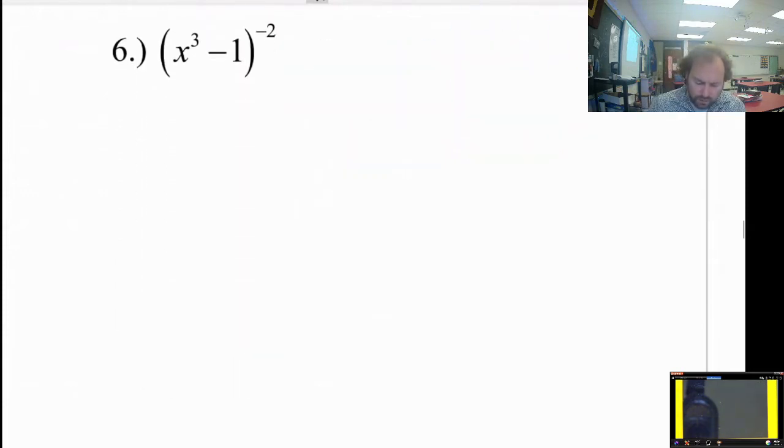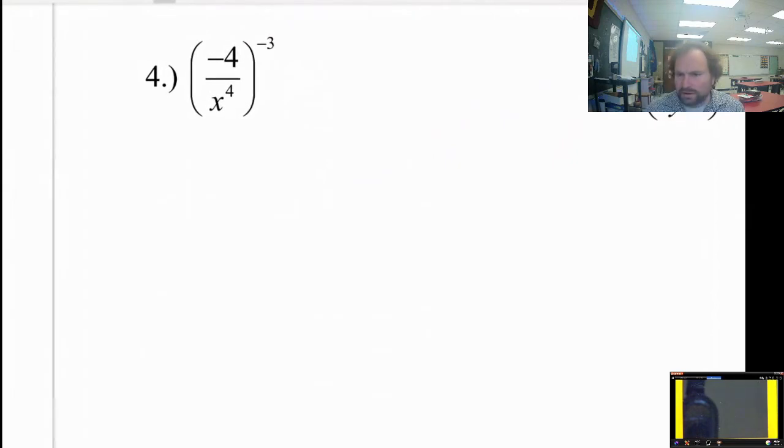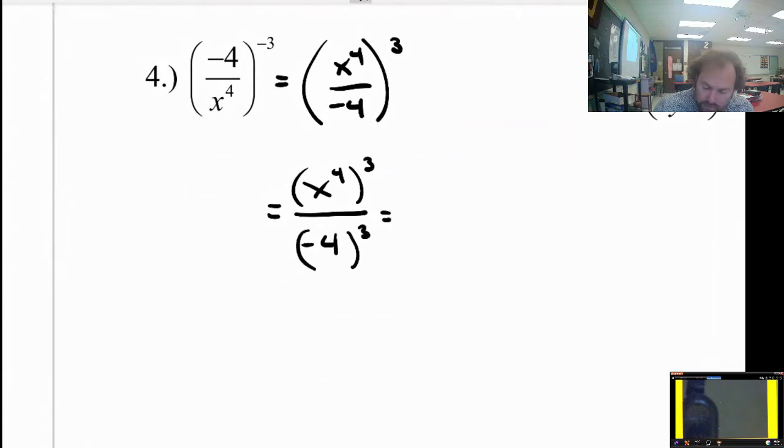Let's try number 4. I'm going to slide over this way. Here we have the fraction raised to a negative power. So the first thing we're going to do is flip that fraction, x to the fourth over negative 4, and this time we'll raise it to the positive third power. We change from negative 3 to positive 3 and flip the fraction. Of course, now we have to apply the third power to the top and the bottom. So this is x to the fourth to the third over negative 4 to the third. On top, that's x to the 12th power.